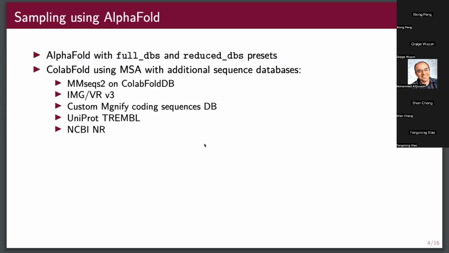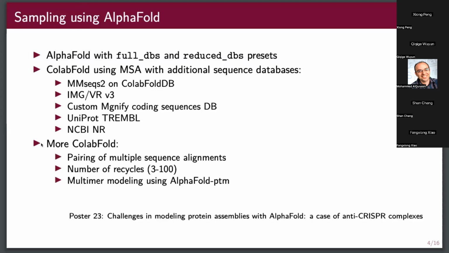We used ColabFold, which has the abilities to introduce some custom things. One of them was to use different multiple sequence alignments produced from additional sequence databases, including metagenomic sequences. And we also experimented with pairing of MSAs and the number of recycles. And we even did multimer modeling using AlphaFold PTM, which is not trained for multimer modeling, but it was successful in one case.